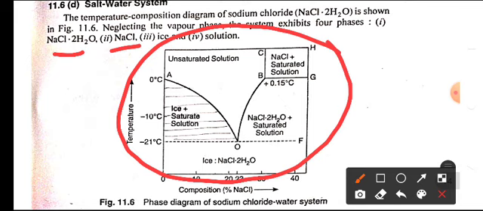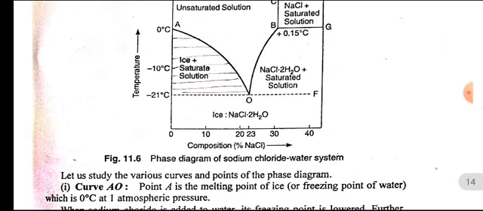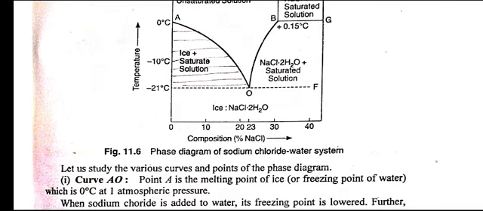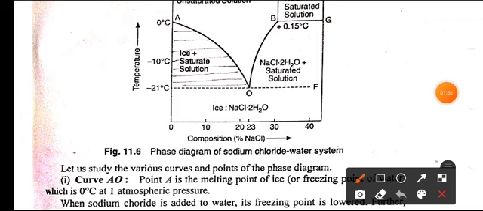The three curves are the AO curve, the OB curve, and the BC curve. And there is a point that is called point O, which is also called the eutectic point. Actually, here we can study various curves and points of the phase diagram. So let us start.